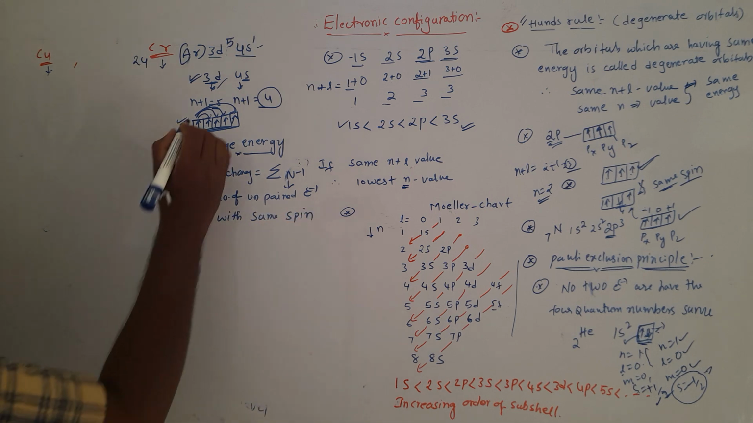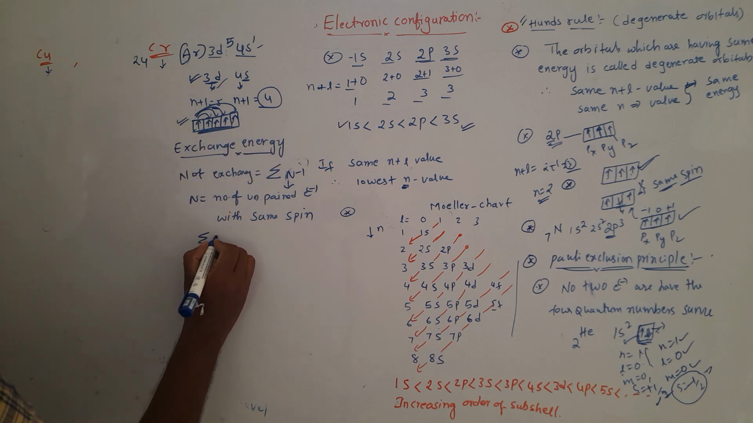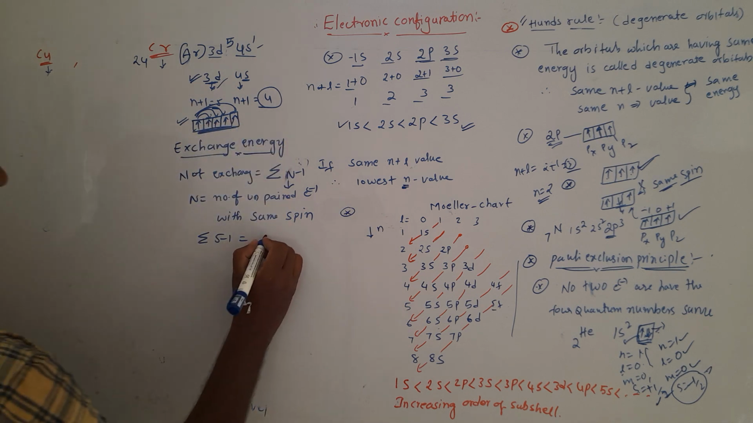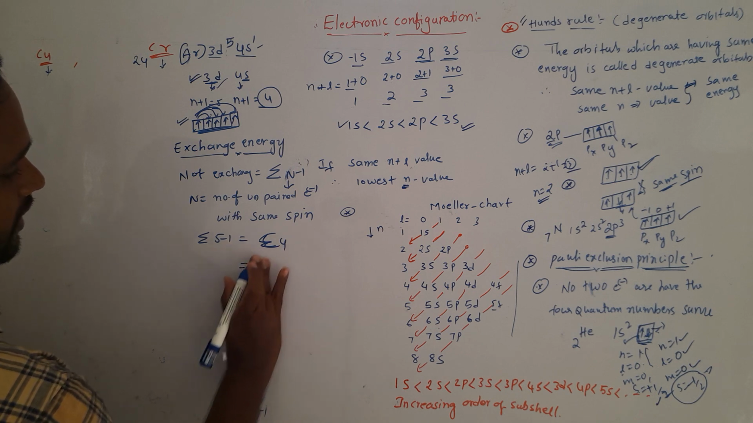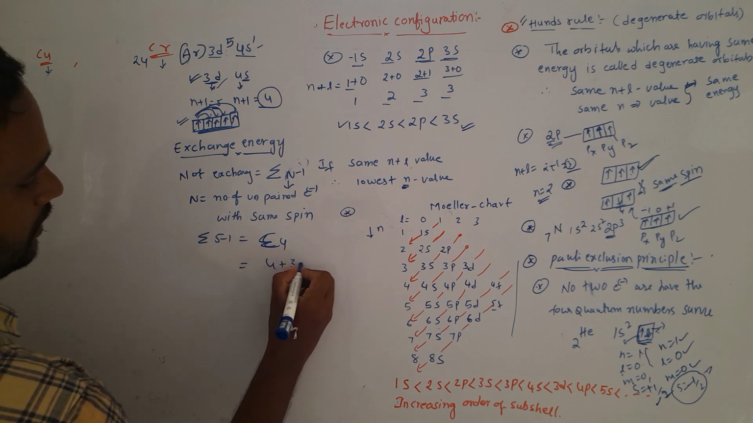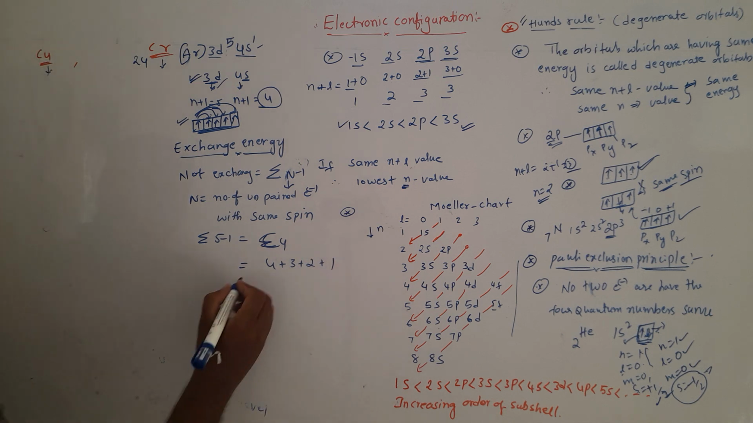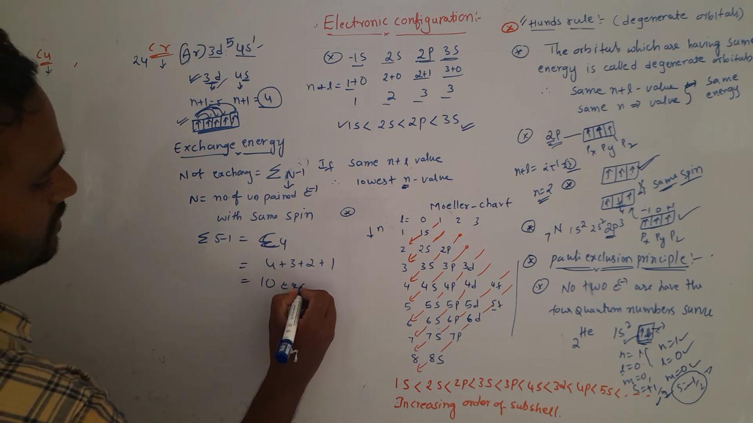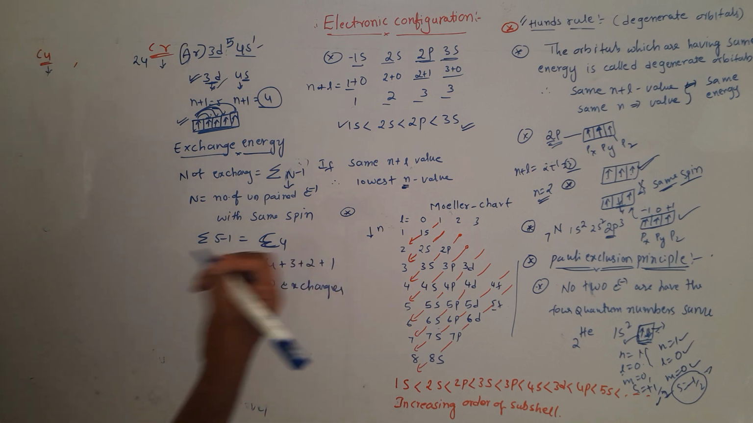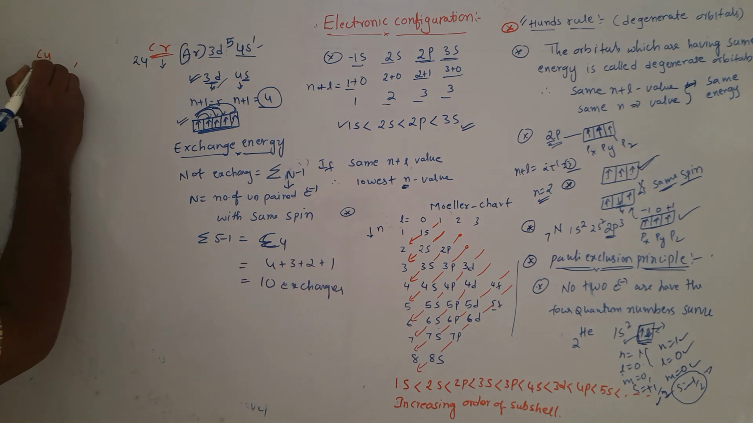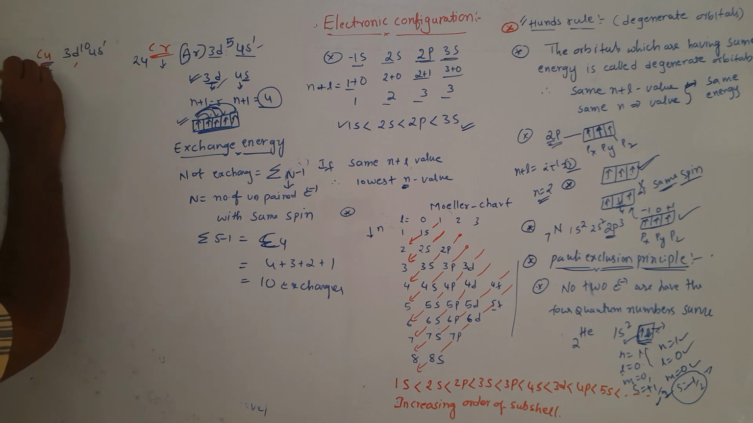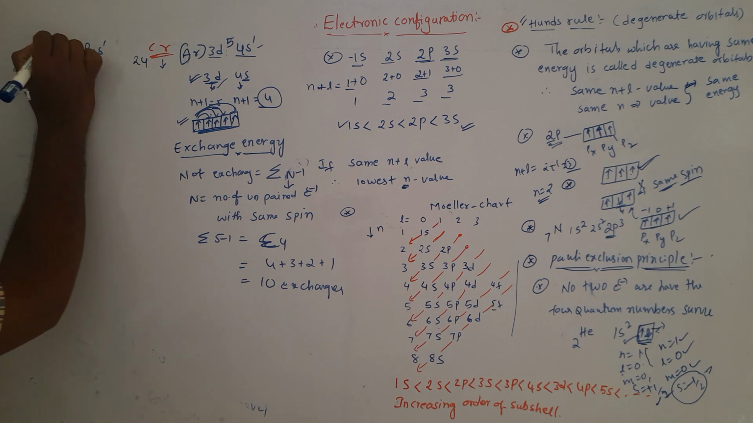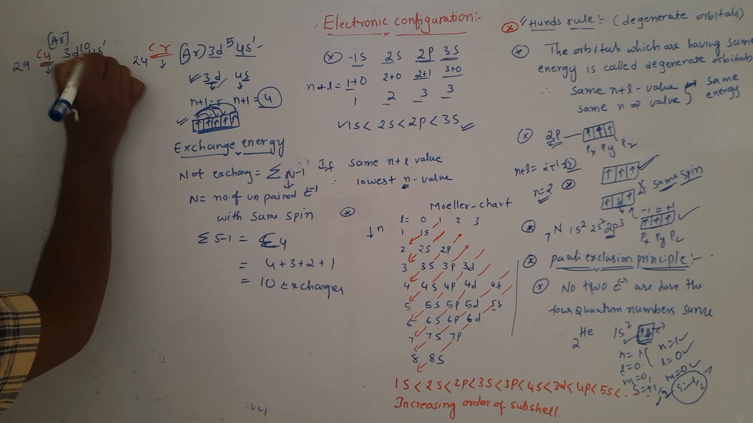So here, the number of exchanges is 5 minus 1. Why? Because here 5 electrons are there with the same spin. So summation of 4 you will get. So summation of 4, how do we write? That is 4 plus 3 plus 2 plus 1, that is totally 10 exchanges. 10 exchanges are possible. So for copper also we are writing 3d10 4s1. Its atomic number is 29. So Ar 3d10 4s1.